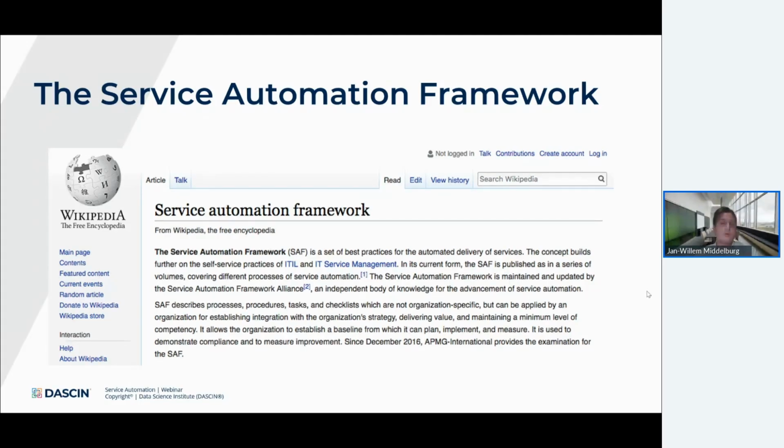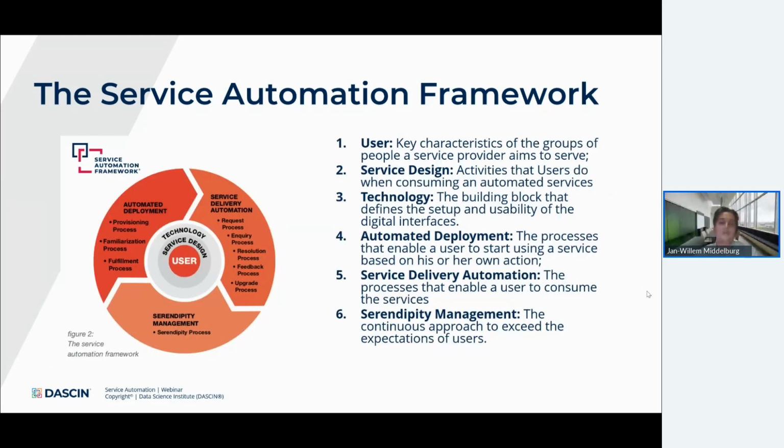So first and foremost, I would like you to see the service automation framework as a structure, something that will provide you with a starting point in order to start the delivery of automated services in a quick and efficient manner. And on the next slide, I have given an overview of what the service automation framework looks like. Quickly speaking, the service automation framework consists of 6 critical components that you would need to take into consideration to make sure that you can start delivering automated services.